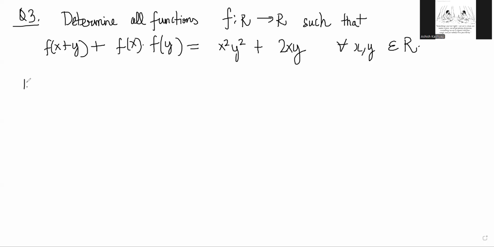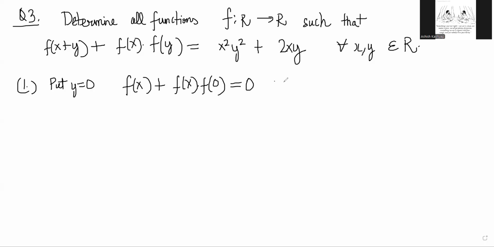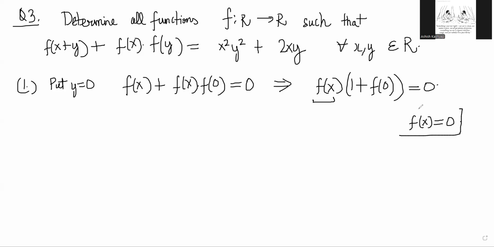So let's start by putting y = 0 here and see what happens with this equation. You get f(x) + f(x)f(0). And when you put y = 0, the right hand side becomes 0. So this implies that f(x)(1 + f(0)) = 0. So automatically this tells us that there is a trivial candidate solution where f(x) is the constant function 0.